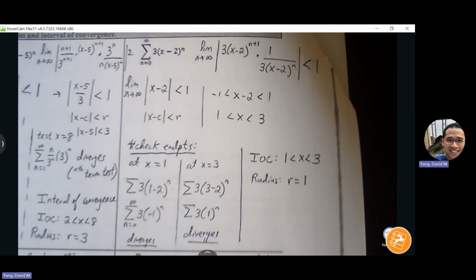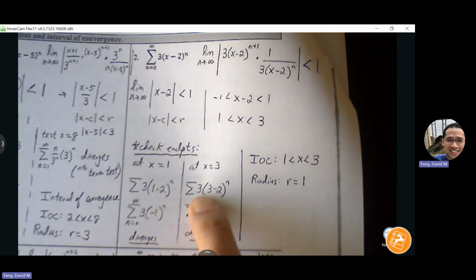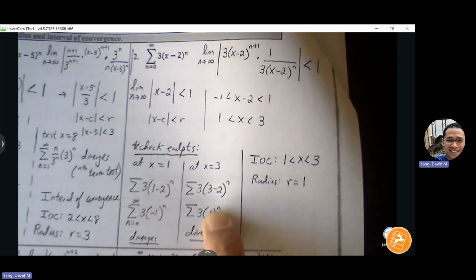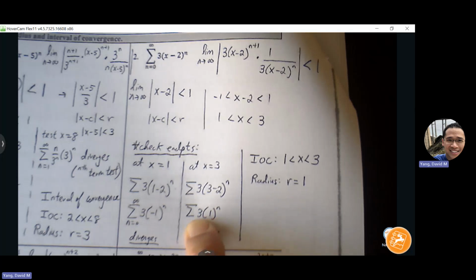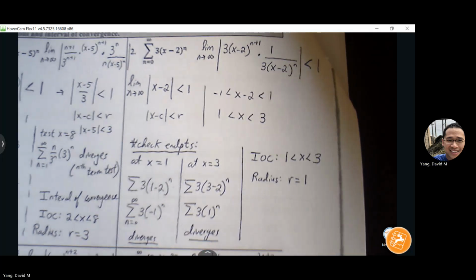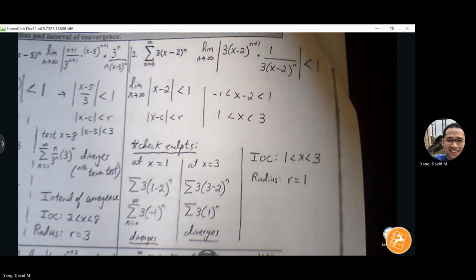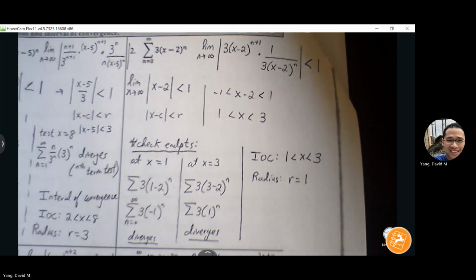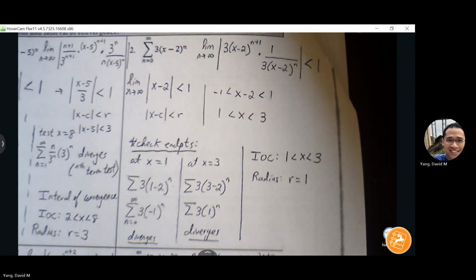Yes. It diverges because if I plug 3 in, 3 minus 2, I get 1, 1 to the n. The limit as n approaches infinity of this is still going to be 3 plus 3 plus 3 plus 3 plus 3, and that diverges, right? All right, any questions with 2?